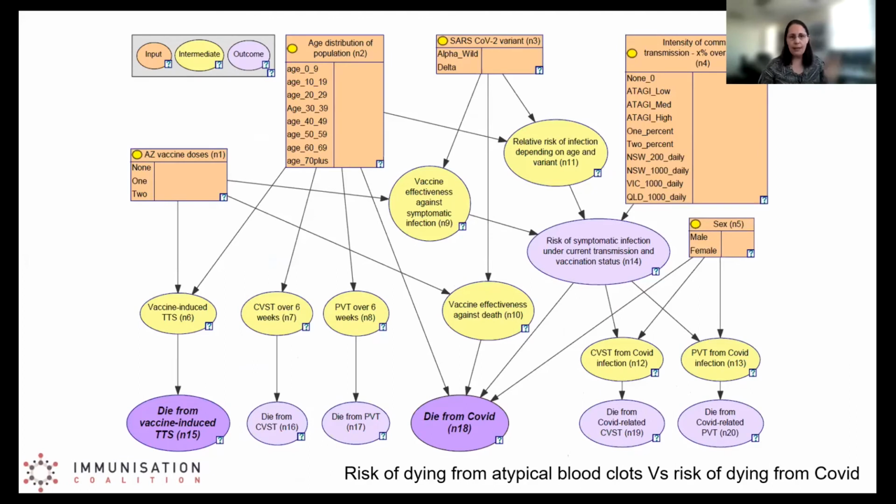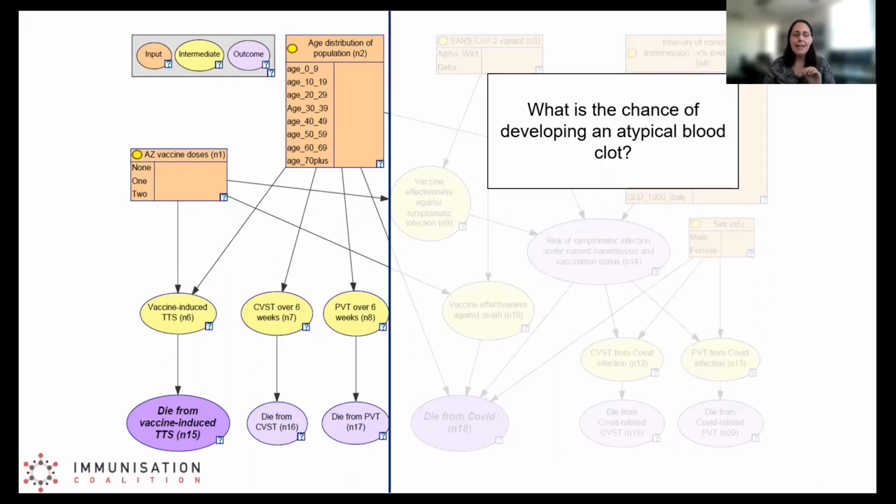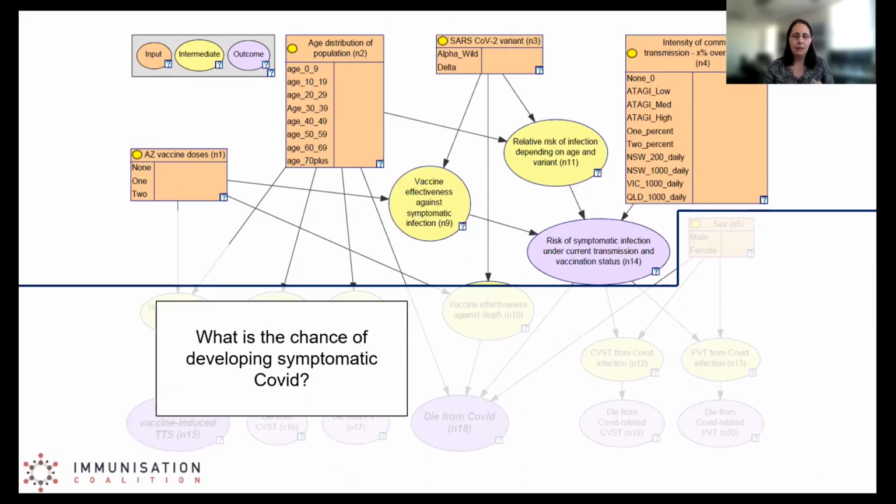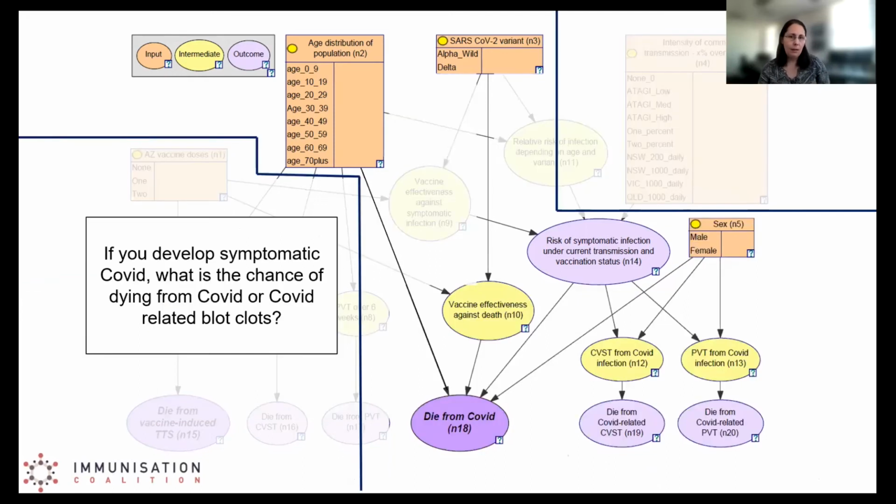But on the modelling side of things, which is my favourite part, this is our Bayesian network that looks at the risk of dying from atypical blood clots versus the risk of dying from COVID. Again, it answers a few different questions and you can look at it in different sections. So what is the chance of developing an atypical blood clot from either the background levels or from the AstraZeneca vaccine? Then we need to look at, well, what are your chances of actually developing symptomatic COVID? And for comparison, if you develop that symptomatic COVID, what are your chances of dying from it or from COVID-related blood clots?